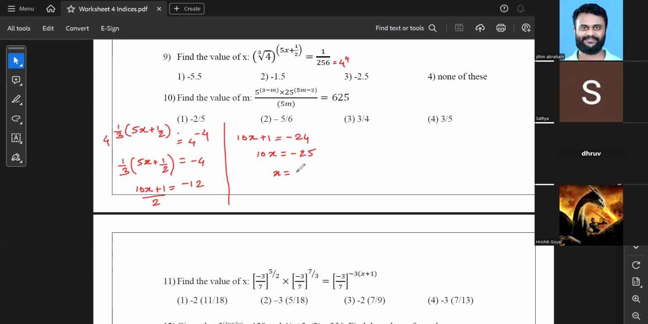x is equal to minus 2.5. Minus 23, no? No, plus 1 goes to the other side to become minus 1. Okay. And minus 2.5 is your answer. Option 3.